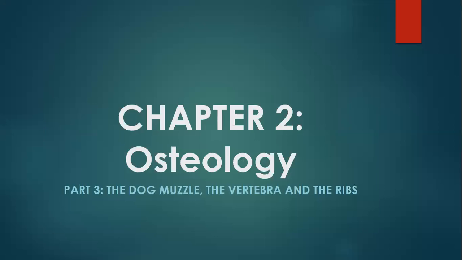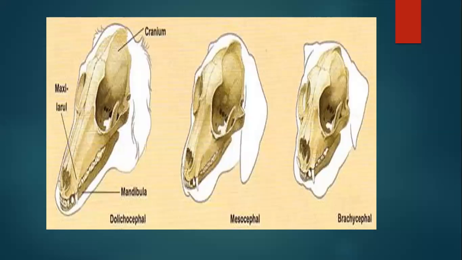Hey, good afternoon. Now we're in our second part, which is actually our fourth topic for this subject: the dog muzzle, the vertebrae, and the ribs. Dogs have different types of muzzle depending on the breed. So we have the dolichocephalic, which is known to have a longer muzzle, the mesocephalic, which happens to be in the middle, and the brachycephalic, which are the short-snouted dogs.